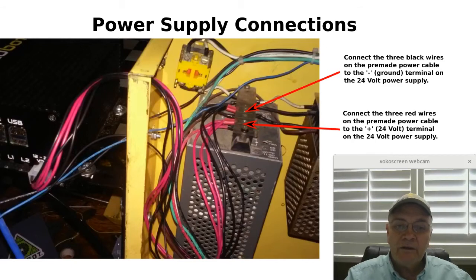Connect the Buildbotics controller to the existing 24-volt power supply using the pre-made power cable supplied by Buildbotics. Connect the three red wires to the plus terminal on the 24-volt power supply inside the cabinet on the Dyna, and connect the three black wires to the minus or ground terminals on the 24-volt power supply. Plug the other end of the pre-made cable into the 12 to 36 VDC power jack on the back of the Buildbotics controller.